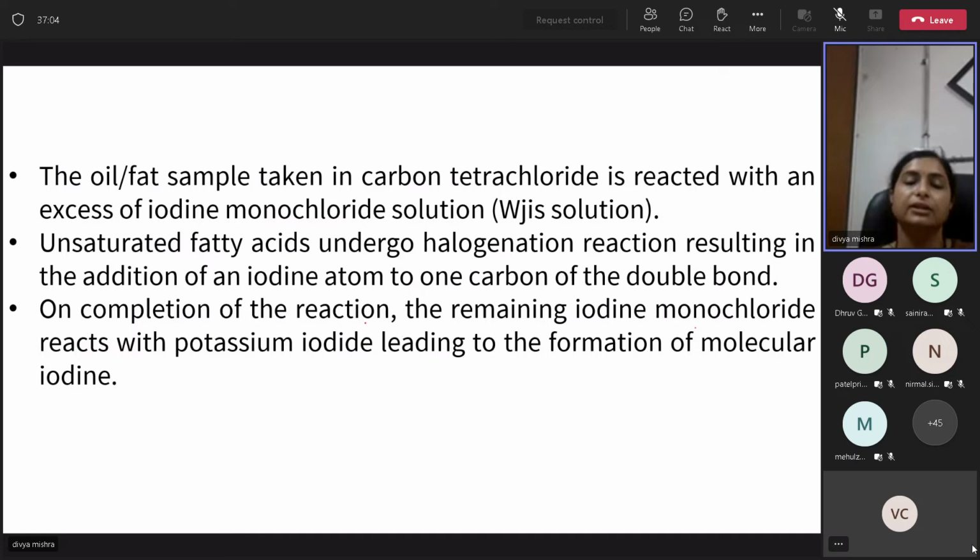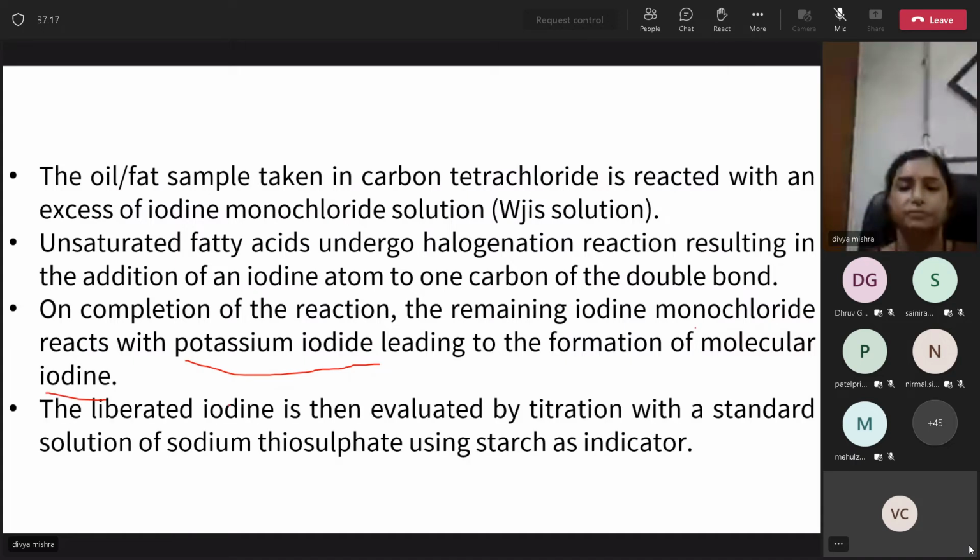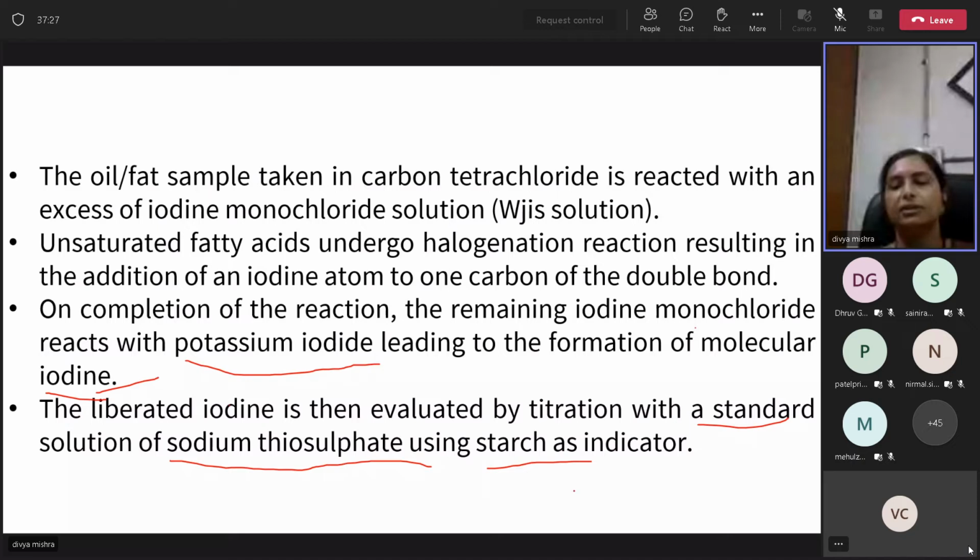But when the reaction is complete, there will be unutilized iodine monochloride, which will be further reacted with potassium iodide to give the formation of iodine. Later, this liberated iodine will be evaluated by standard sodium thiosulfate titration using starch as an indicator.